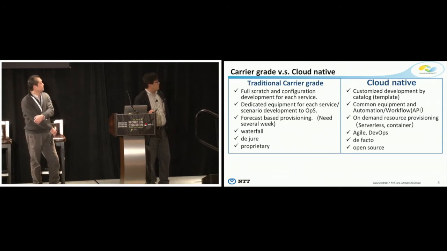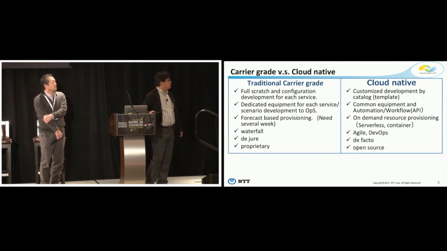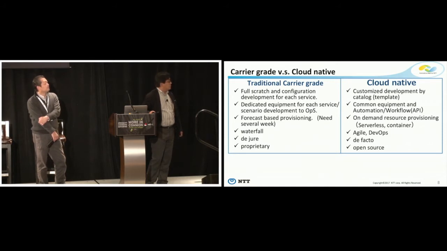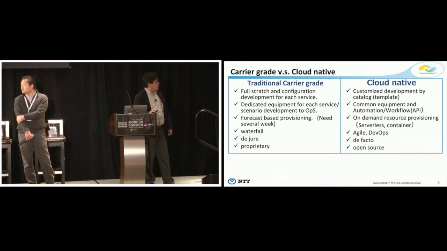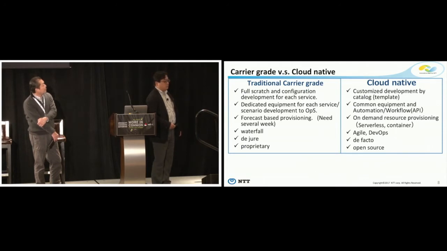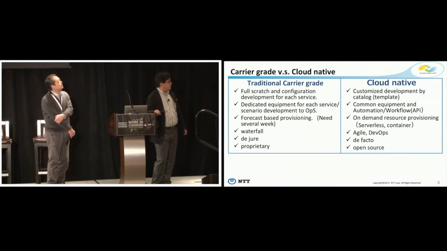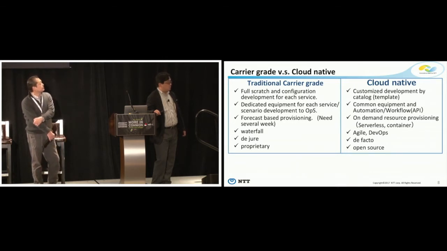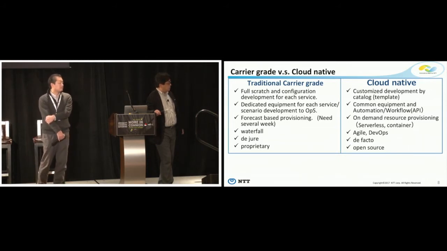Then I would like to discuss the difference between the carrier grade and cloud native. In the conventional, traditional carrier grade, a service is developed from scratch. So dedicated equipment and dedicated service scenario is necessary. So waterfall-based service development is useful. But on the other hand, in the cloud-native world, we can develop our service by customizing our template. That means we can utilize the common equipment and automation and workflow and APIs. So agile-based service development is possible, and continuous service deployment is possible.